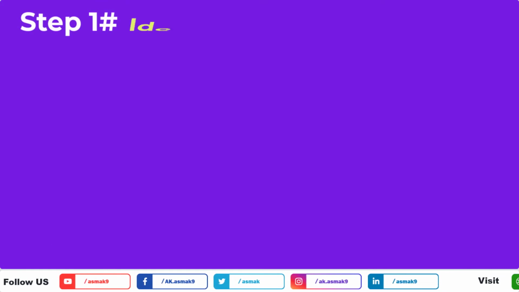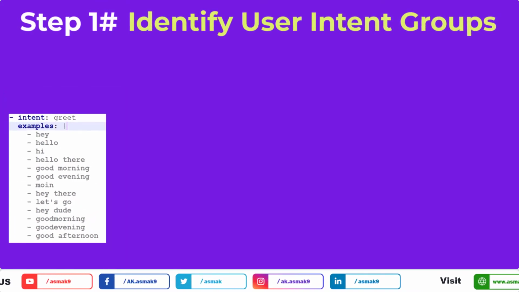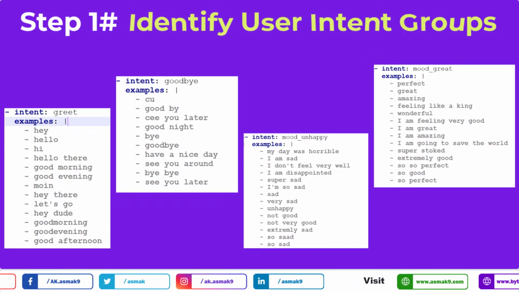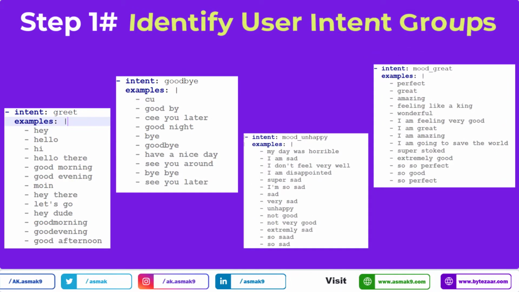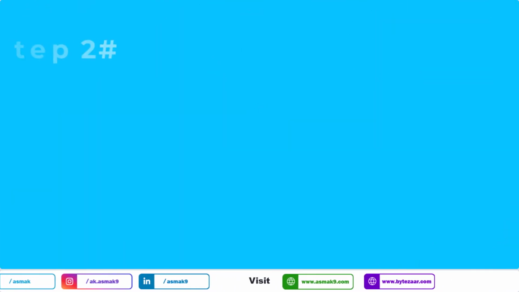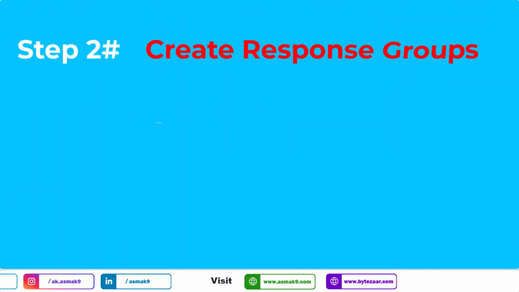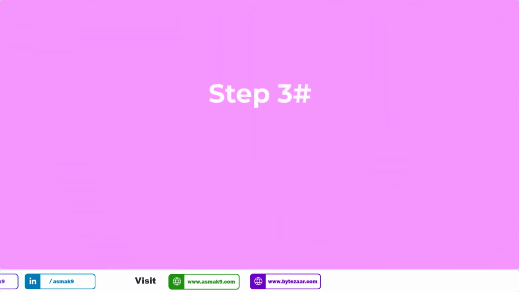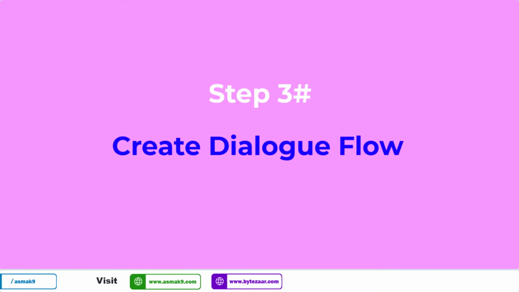Step 1 is to identify user intention groups, or user intent groups, for your chatbots, which will eventually be trained on your chatbot so that the chatbot can understand the conversation of your user. Step 2 is to create responses for each of your user intent groups. Step 3 is to create a dialog flow or control flow which ties everything together.